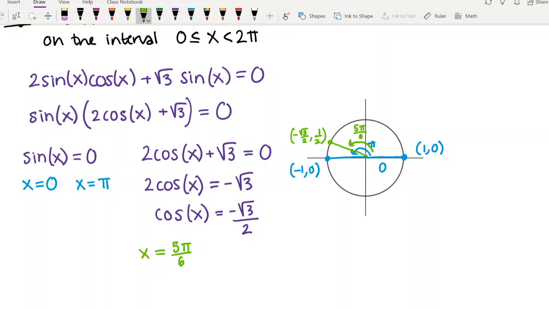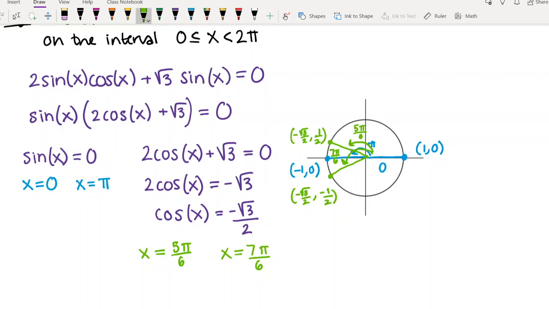We have another angle that fits that same description, which is this angle here, right? This would be another angle where the x-coordinate is negative square root of 3 over 2. And so this angle here is 7 pi over 6. Sorry, this is getting a little cluttered. So that would be our other answer. And so taken together, these 4 answers are all solutions to this first equation we started with.